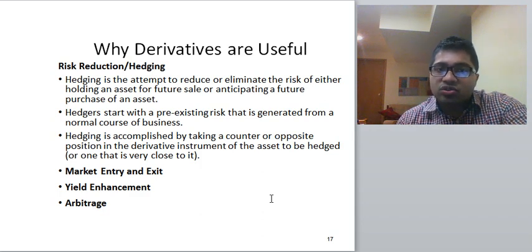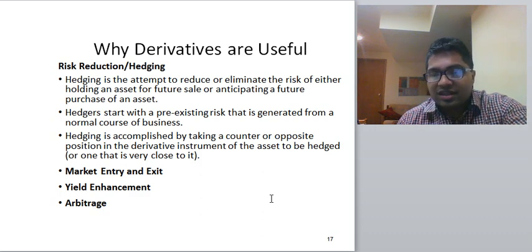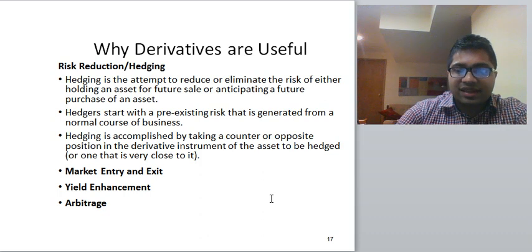Then you can also use derivatives for market entry and market exits. Sometimes it is very difficult to buy or sell stocks. So if you want to take advantage of price going up or down, you can easily do it in futures rather than actually selling and buying stocks. Then you can enhance your yield. So you can bet and increase your yield, or you can arbitrage. So buy in one market and sell in another.